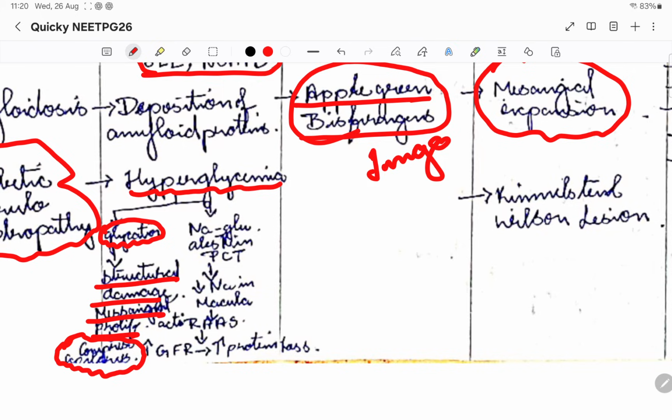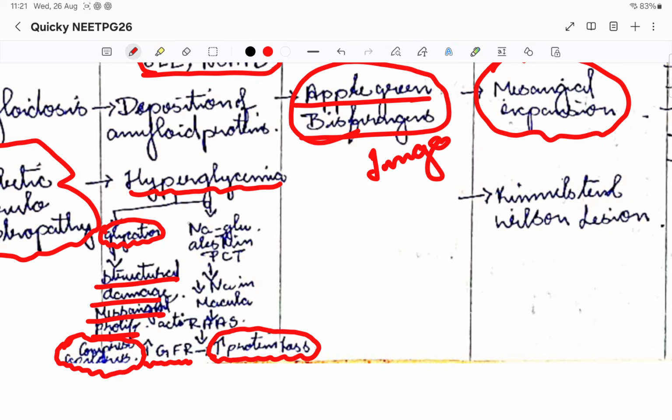That is when there will be increased GFR, because there will be RAS activation. RAS activation will cause increased GFR. Increased GFR means increased protein loss, because the podocytes and everything are damaged. All this leads to protein loss, because increased GFR is also there. This basically pushes everything out. That is the basic pathogenesis.